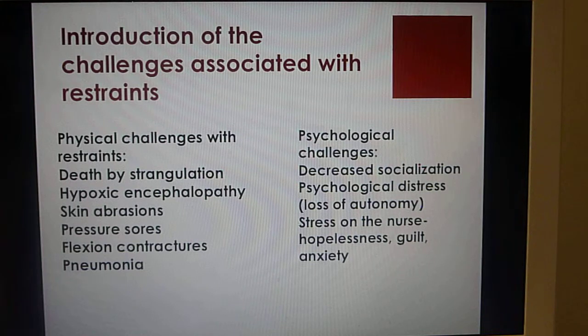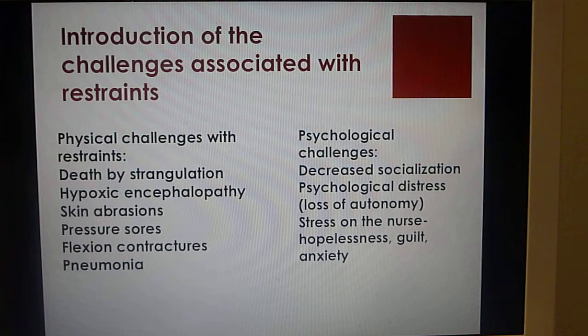So there are a lot of challenges associated with restraints, and there are physical challenges. Death can occur by strangulation. There's also a risk of hypoxic encephalopathy, skin abrasions, pressure sores, and flexion contractures. There are also psychosocial challenges such as decreased socialization and the loss of autonomy if they're placed in restraints. They no longer have the choice to get up when they want to.